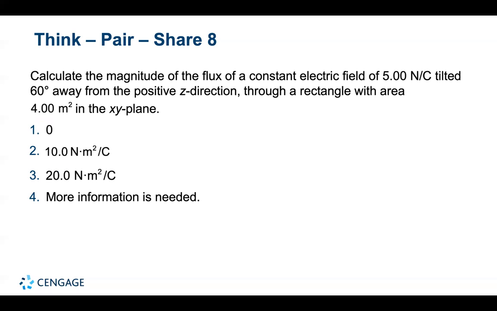So calculate the magnitude of flux of a constant electric field of 5 newtons per coulomb tilted 60 degrees from the positive z direction through a rectangle with area 4 meters squared in the xy plane. The answer is 10 newton meters squared per coulomb. So we get the same equation and everything, but then we just have to use θ equals 60 degrees. And so as a result, that changes the value, and that's why we get 10 rather than 20.